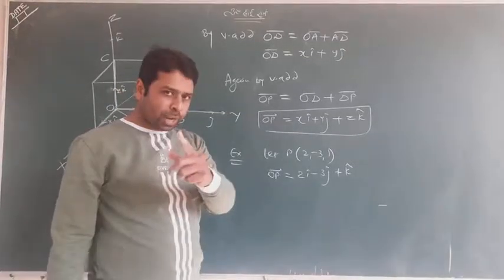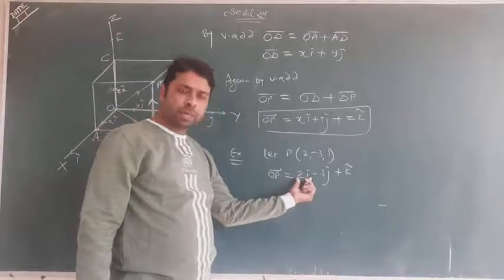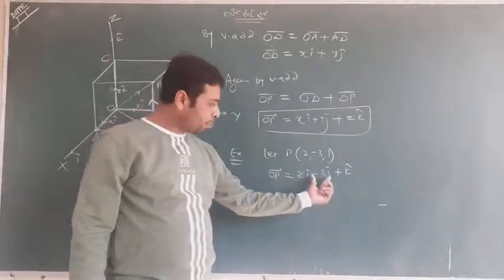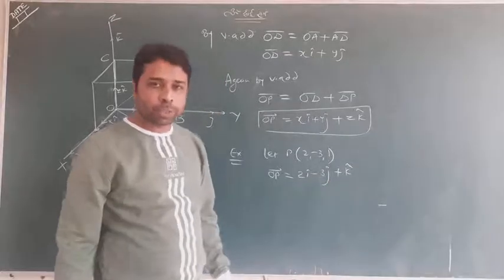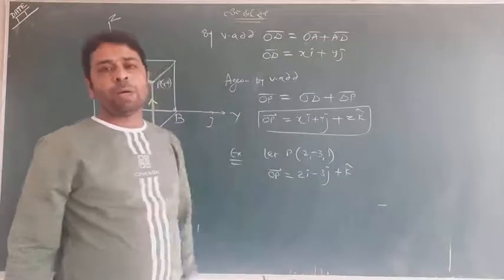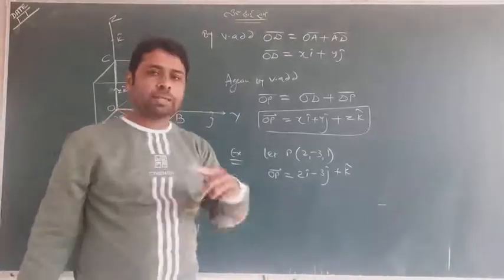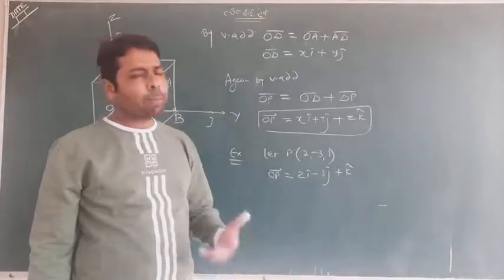And now the same words I will use. 2i cap is the vector component of OP along the x-axis, minus 3j cap is the vector component of OP along the y-axis, and k cap is the vector component of OP along the z-axis. So these are simple things we are having.